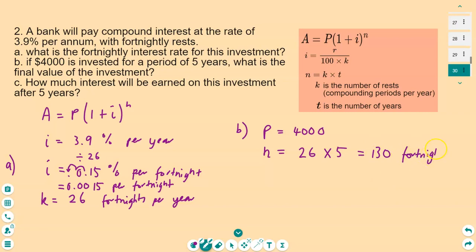Give you the number of fortnights in 5 years. Always include your units after. And then they're saying, what's the final value of the investment? They have lots of words for this A. Amount, balance, final value. That's all I can think of right now. A equals P times 1 plus I to the N. We've got our P. We've got our I as per fortnight, and we've got our N in fortnights. Substitute. Must have that as a decimal interest rate per fortnight.